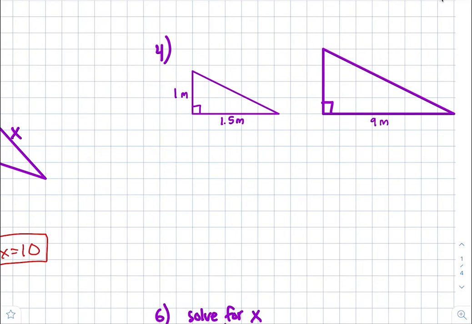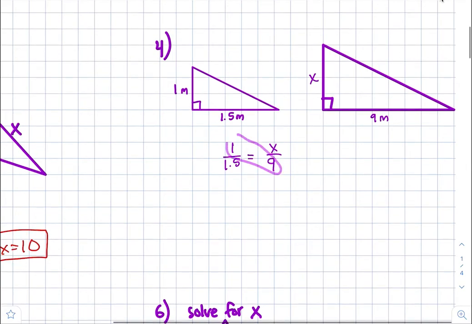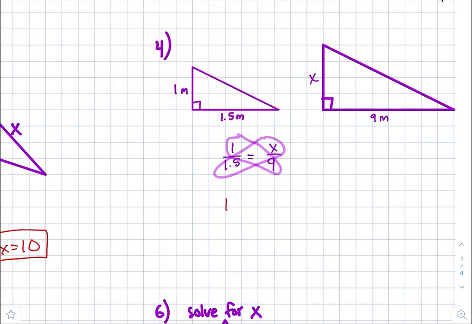So how tall is the telephone pole? So you're solving for this. So set up a proportion. 1 over 1.5 is equal to x over 9. Cross multiply. So 1.5 times x is 1.5x. 9 times 1 is 9. Divide both by 1.5 to solve for x, and you should have gotten 6. X is equal to 6, for 6 meters. That's how tall the telephone pole should have been.